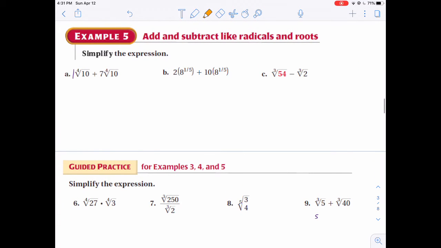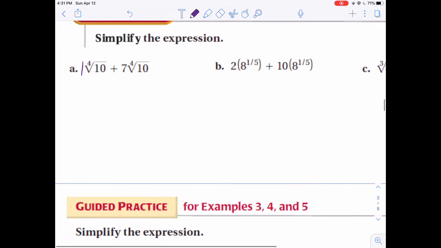On example 5 in your 6.2 packet, let's see what we got. Letter A here. I'm not sure what this is, but we'll find out shortly. You have the fourth root of 10, and there's a 1 of those, and 7 fourth roots of 10. Well, these are like terms because you have fourth roots of 10. This could be like the x. And you have 1x plus 7x, x being the fourth roots of 10. So 1 plus 7 is 8. You have 8 fourth roots of 10. So hopefully that seems to make sense for you.